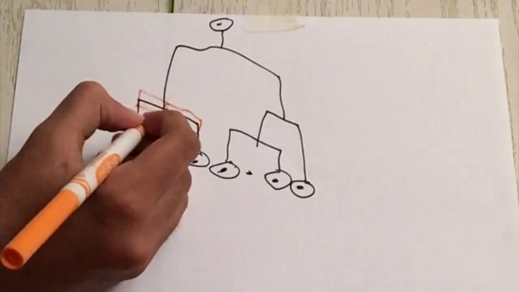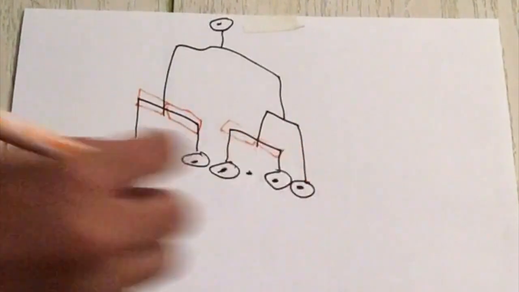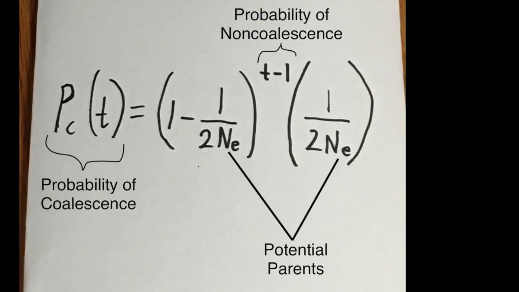So we can learn more about this by analyzing the mathematical formula that theoretical genealogists use. We questioned earlier, how can we predict gene variations? We can do it with this equation. This equation allows us to find the probability of coalescence using other factors such as the probability of non-coalescence and potential parents. See, you don't have to be a mathematical wizard to understand this.